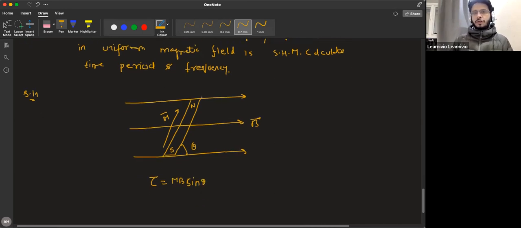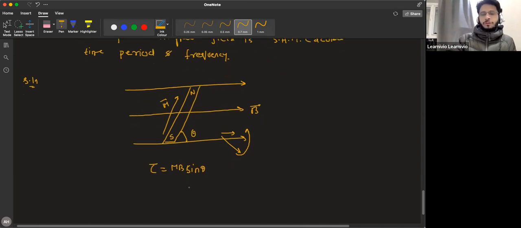So due to this torque, it will try to align itself in the direction of field, but it will overshoot its mean position due to momentum it gained. Then again, the torque will act and it will again try to align the dipole in the direction of magnetic field. And due to this torque, it will keep on oscillating about the magnetic field. So this is the torque which is MB sine theta.